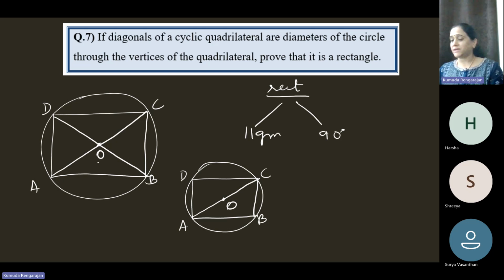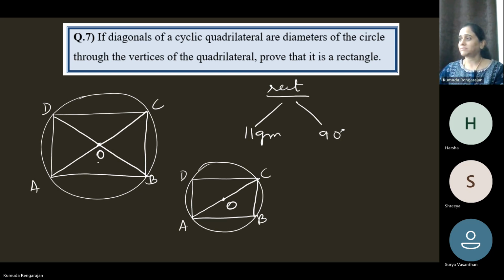Take one diameter at a time. We can look at it as a diagonal or as a diameter, according to what is in our favor. To prove it's a parallelogram, we treated AC and BD as diagonals having the same midpoint O, and so it's a parallelogram. Now to show 90 degrees, we'll take AC as the diameter of the circle.